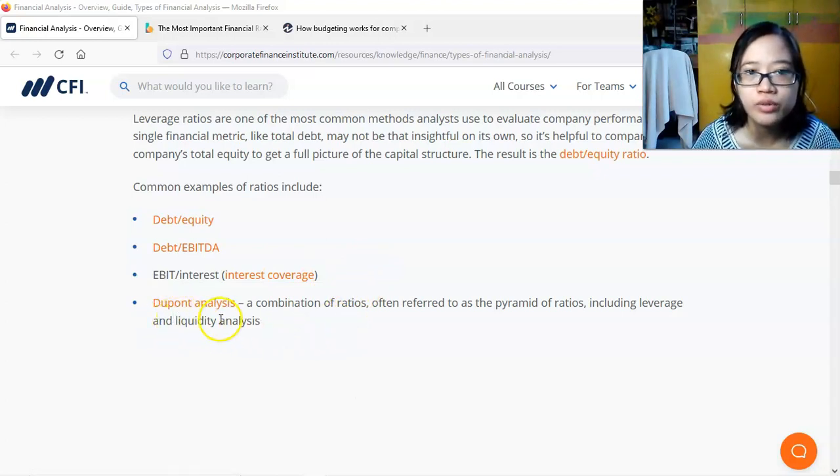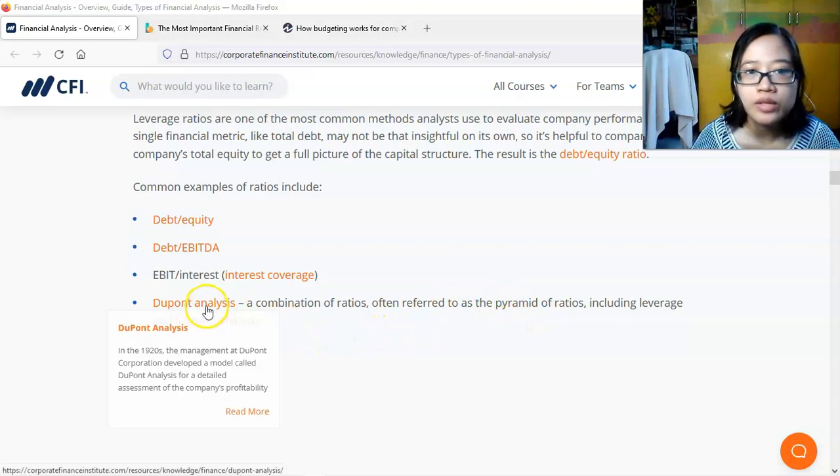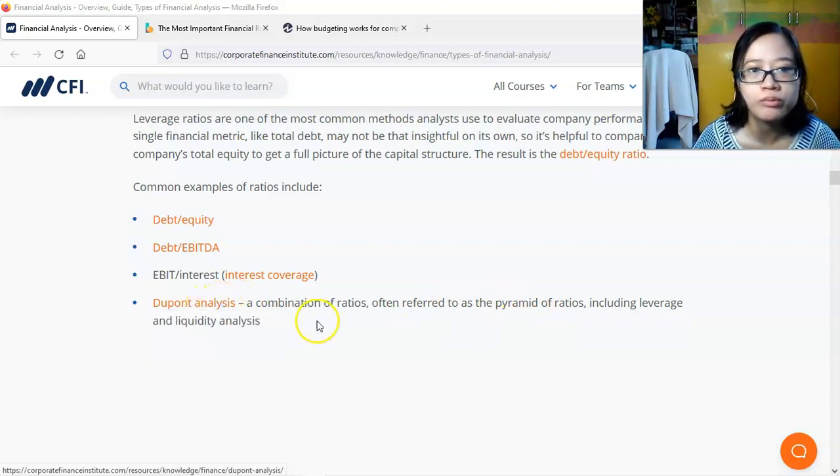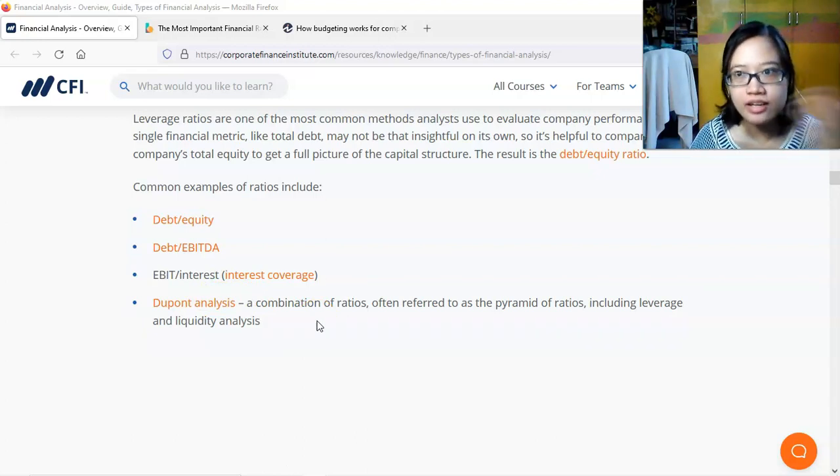And then you have DuPont analysis, combination of ratios often referred to as the pyramid of ratios, including leverage and liquidity analysis. Okay, medyo advanced itong DuPont, but banggit lang. Okay? In a way, kumbaga, minemeasure niya is leverage pa din. Okay?